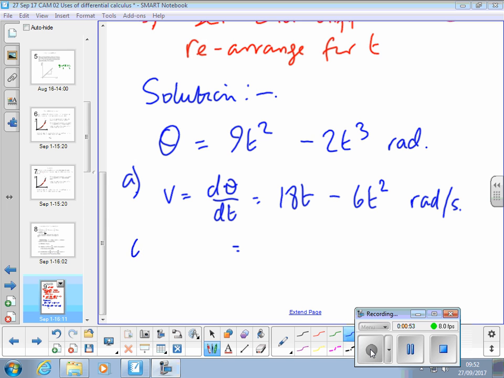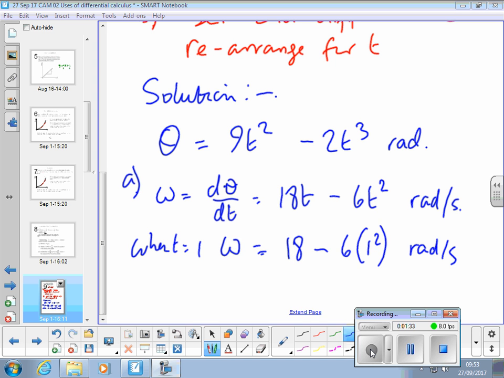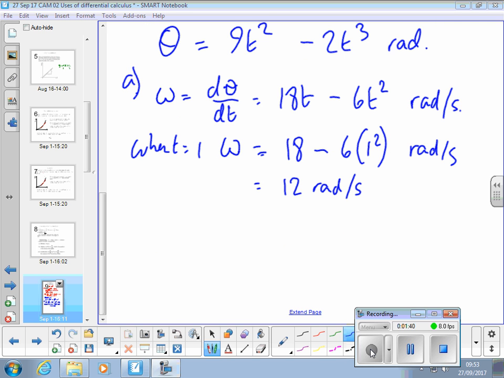So when t equals 1, v equals... and actually I ought to point this out, for angular velocity we should be talking about omega. I won't worry about that in the exam. If you use v for velocity, I won't worry too much. It's 18 minus 6 times 1 squared, radians per second, equals 12 radians per second.